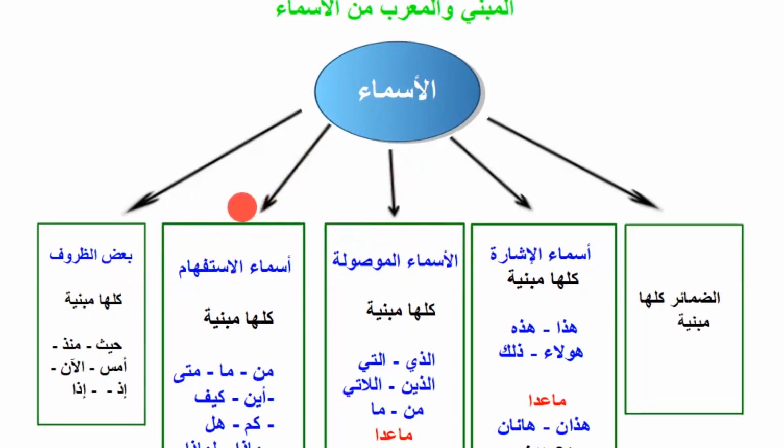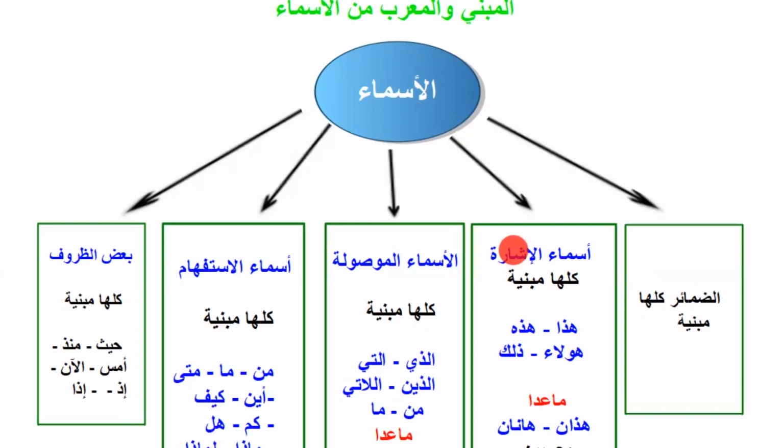Some categories. We have looked at almost everything here. Almost, not all. Asma'ul ishara, asma'ul mawsula, asma'ul istifham. Okay, so now let's look at asma'ul ishara. You can remember the asma'ul ishara, the demonstrative pronouns: haza, hazihi, zalika, tilka, haulai.